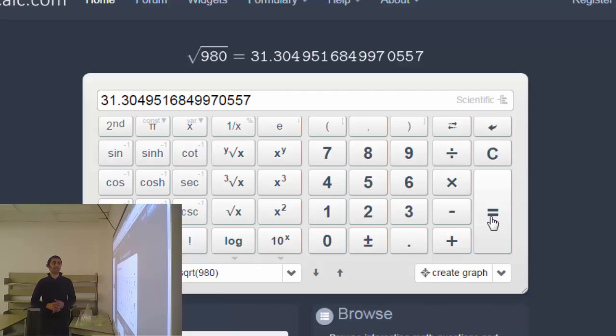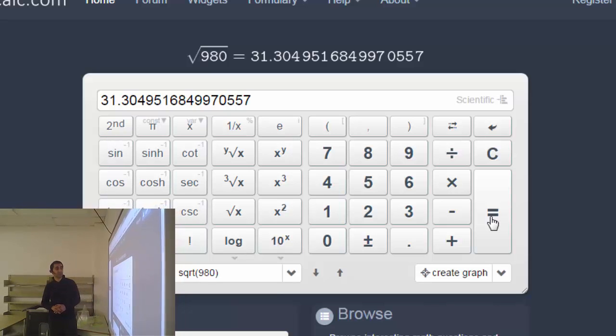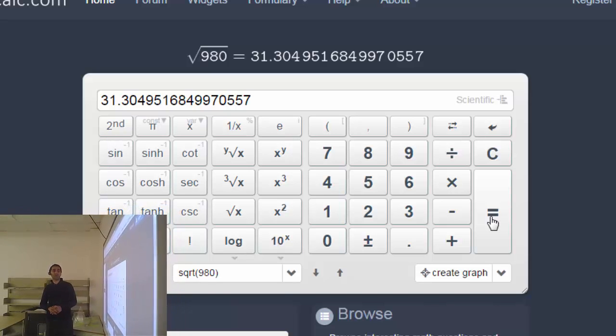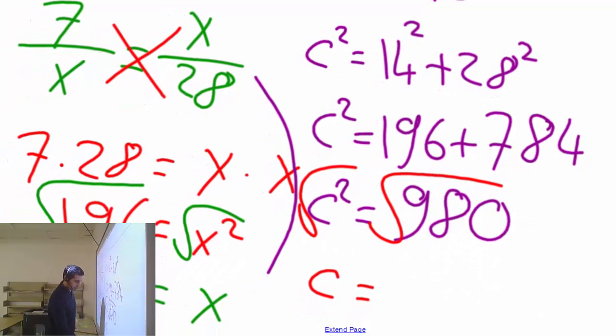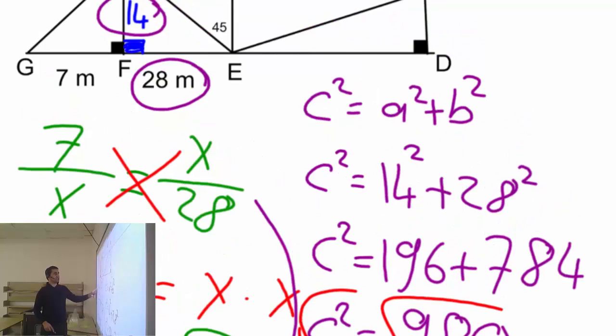I'm going to round this up to the nearest hundredth. So the third digit I am looking at is 4, which is less than 5. So I'm going to ignore it. And then the 0 comes. I'm going to ignore 0 as well. And the answer would be 31.3. So let's go back to our question.